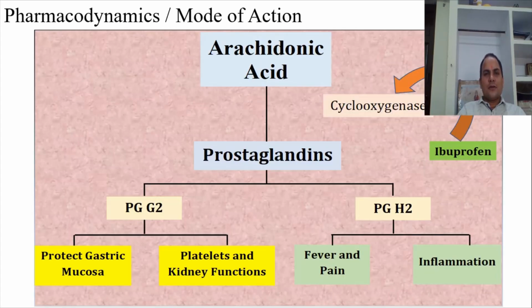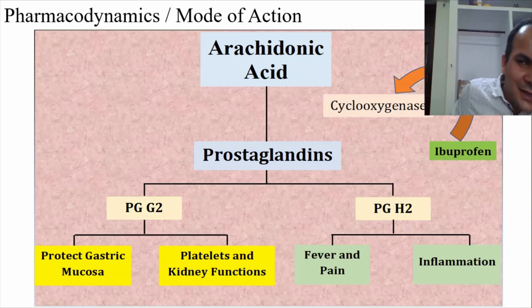This is the mode of action of NSAIDs. Arachidonic acid is converted into prostaglandins by the enzyme cyclooxygenase. These prostaglandins are again divided into two, PGG2 and PGS2. The PGG2 category is responsible for protecting the gastric mucosa. It is also responsible for platelet and kidney functions.